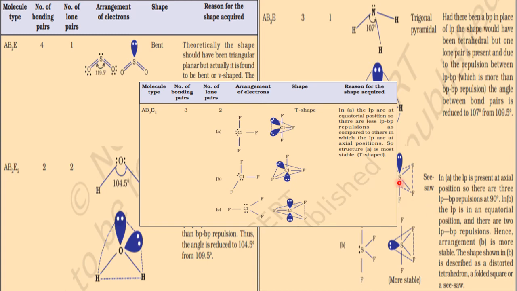Next is, and I think the last one, AB3E2. So the central atom has three similar atoms with two lone pairs: ClF3. Chlorine trifluoride, or monochlorotrifluoride, both are halogens here.